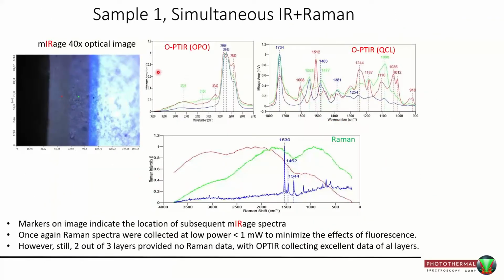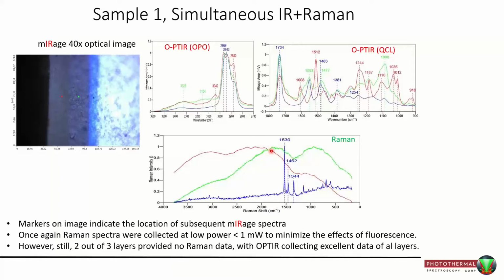This here is a car paint cross-section. The reason why I'm showing this is a nice demonstration of where Raman fails because of fluorescence, but O-PTIR does not. So if you take a look at these points, red, green, and blue, in 3 different layers. We've got O-PTIR spectra here, collected with a QCL and the high wave number OPO, and simultaneously they were collected with Raman. So you can see that the red and green points suffer greatly from fluorescence.